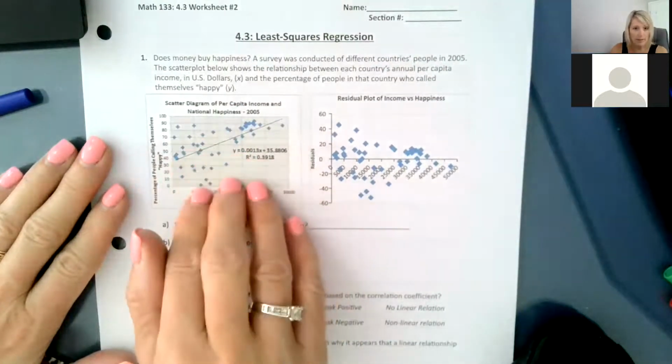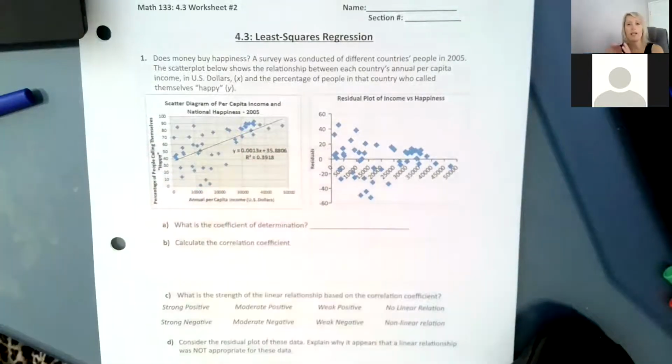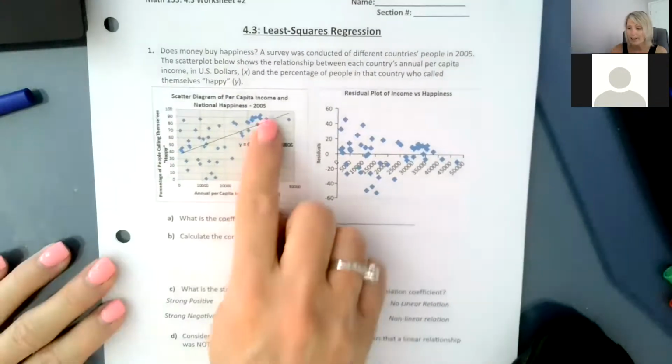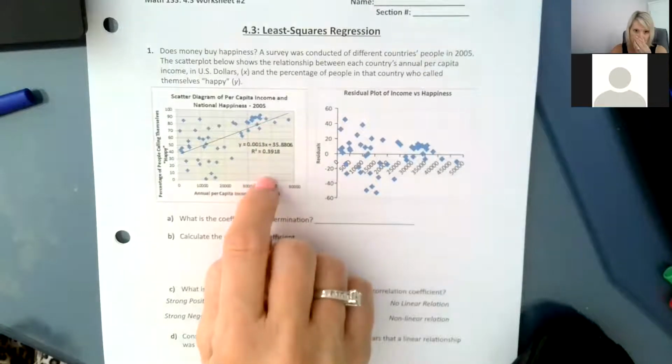Sometimes we give you a scatter plot and the equation right on the scatter plot. So if you're working on, say, the chapter 4 review worksheet and I give you a scatter plot with no data and start asking you questions about the slope and y-intercept, you might want to look further on the scatter plot, because I probably gave you the equation and the correlation or the coefficient of determination, which we did right here.